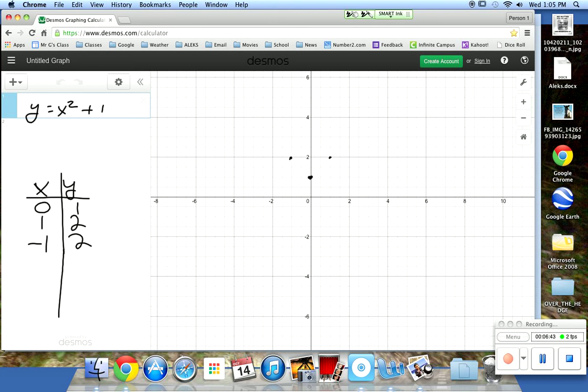If I continued on down with this and I use 2, then it would be up to 5. And if I used negative 2, it would also be 5. Take a look at what's happening with my graph. I'm making my parabola. Do I have to find any more than this? No, I really don't, because I see what's happening.